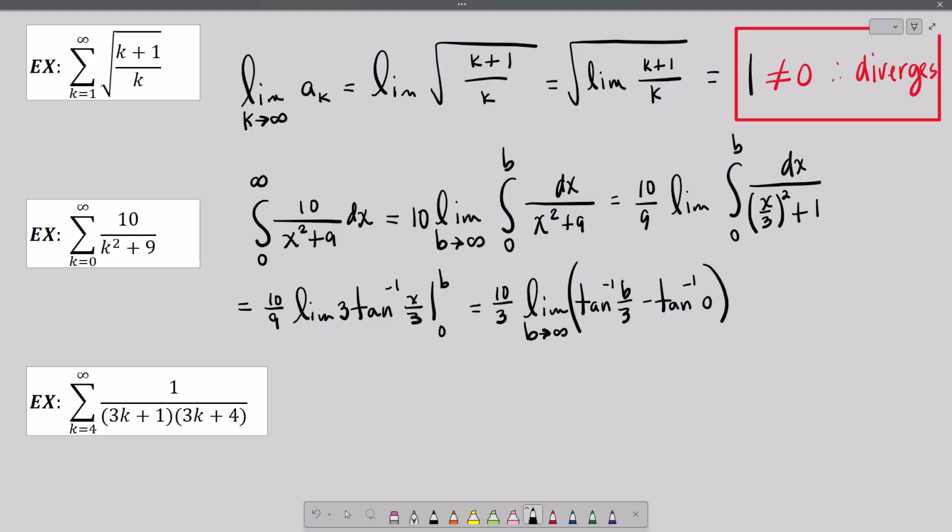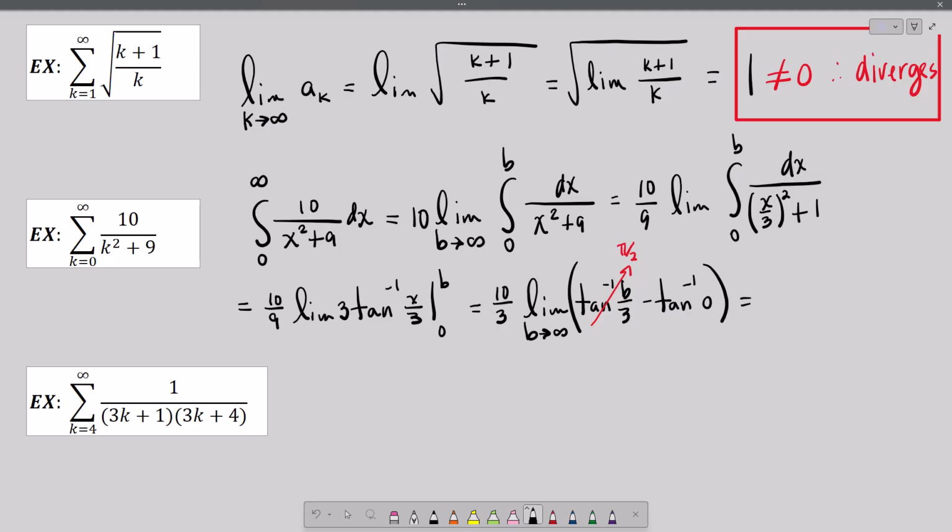What does this first quantity approach as b goes to infinity? Pi over 2. Right, that's an inverse tangent function, so that's our horizontal asymptote. To the right, it approaches pi over 2. And what about arctangent of 0? So arctangent of 0 is 0. The angle on the right side of the unit circle with the tangent value of 0 is 0. Or you can think of the graph going right through the origin.